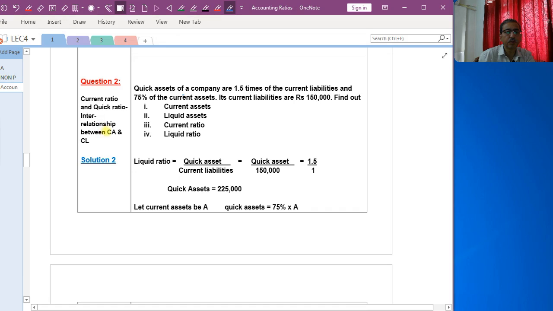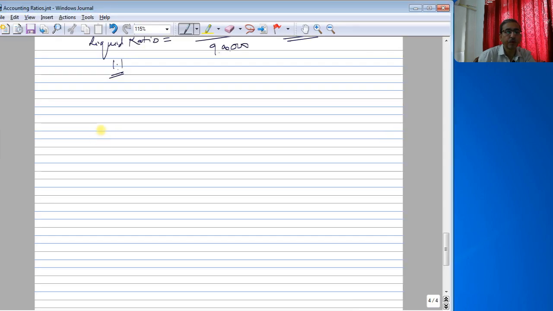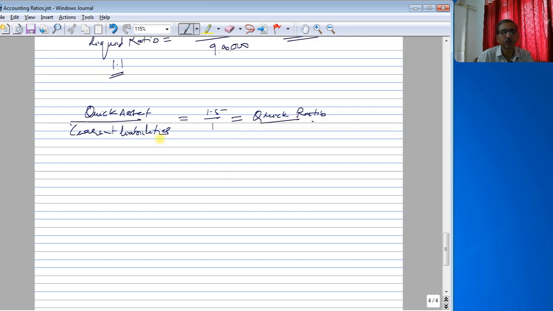Now read the question carefully. Quick assets to current liabilities is equal to 1.5:1, and that is the quick ratio. That quick ratio is already given in the question. This is the first information given.